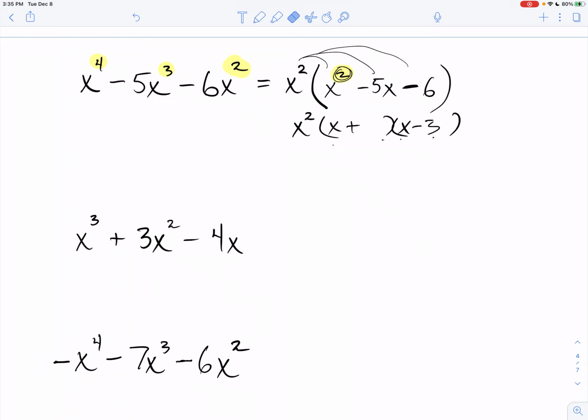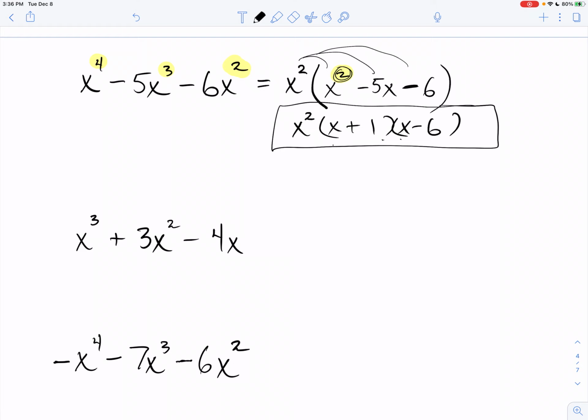Well, what am I going to do? Well, you got a different option. How about 1 times negative 6? There you go. Do you see that would be my final answer because I don't have anything else to break down.